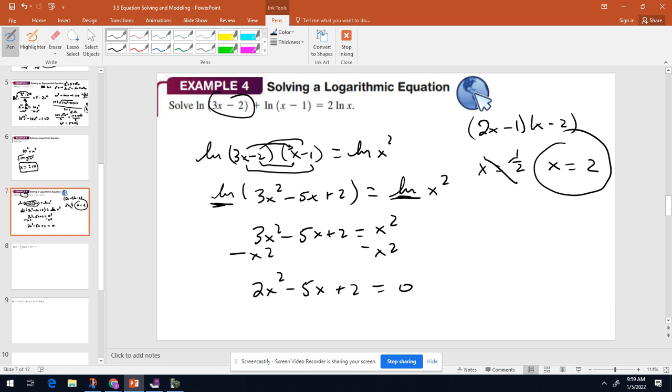So even though I get two answers, this is what's called an extraneous solution there. Okay.